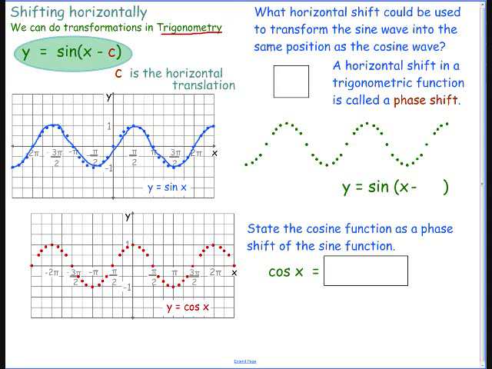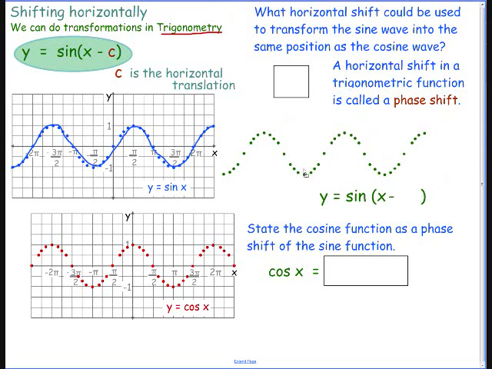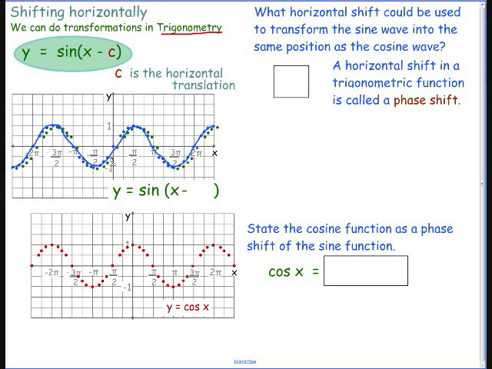All right, let's try it. Down here I have the cosine. How could I shift a sine wave? Now, of course, we know the sine wave starts out like this, but let's see, if I want to shift it so it has the same position as cosine, that's what I would do.